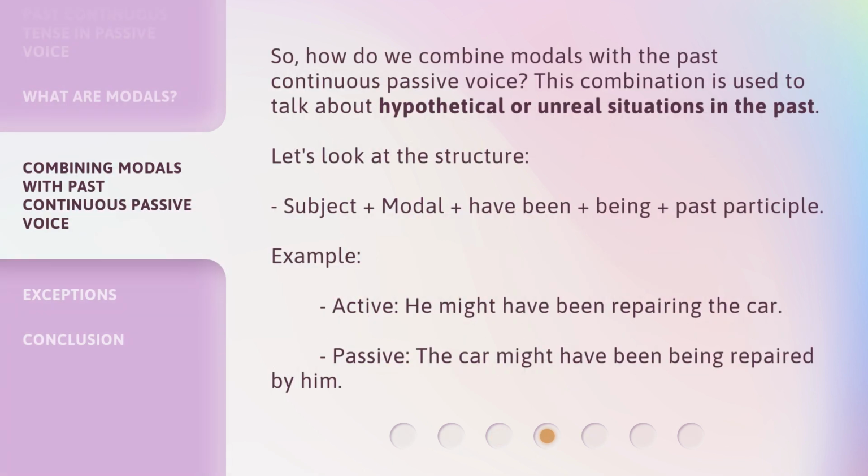So, how do we combine modals with the past continuous passive voice? This combination is used to talk about hypothetical or unreal situations in the past. Let's look at the structure. Subject plus modal plus have been plus being plus past participle. Example: active, he might have been repairing the car. Passive, the car might have been being repaired by him.